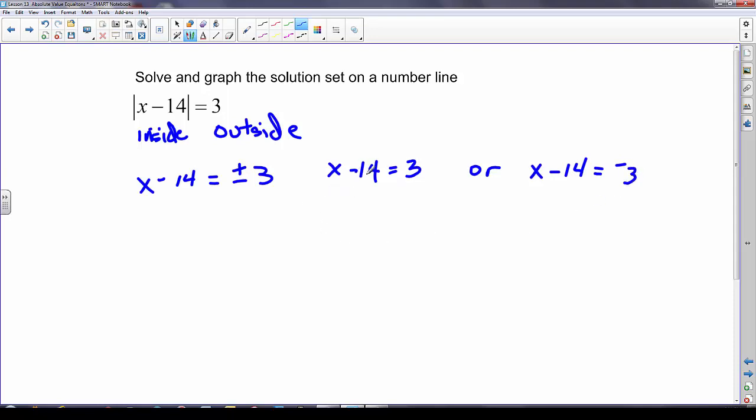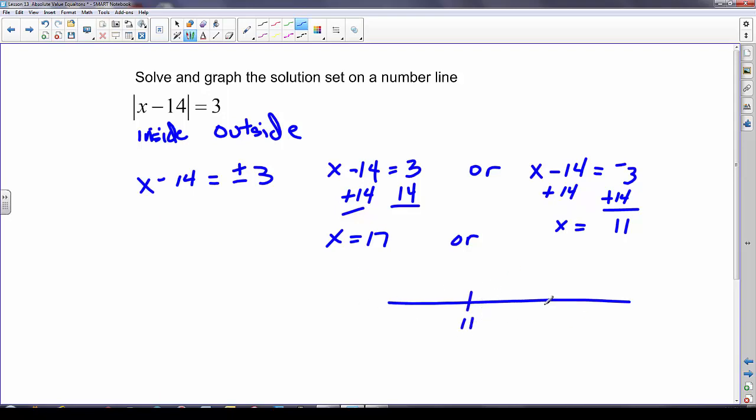So in this case, if I'm subtracting 14, I do the opposite, which is adding 14 to both sides. I get x equals 17. Or over here, again, I'm going to add 14 to both sides. 14 plus negative 3 is 11. So x equals 11. So I have 2 solutions, 11 and 17. You'll notice those are both a total of 3 away from that center number of 14.